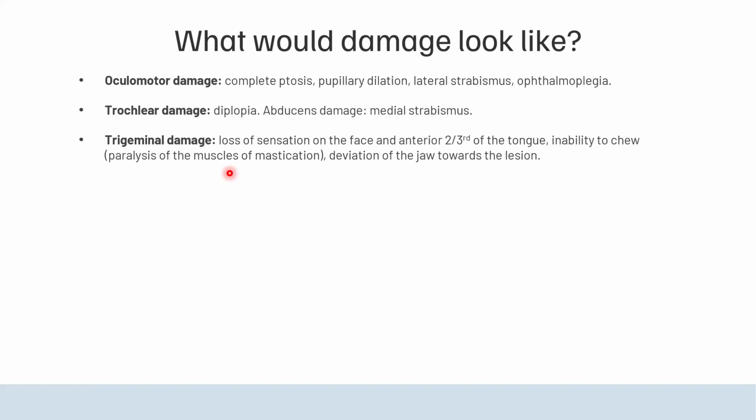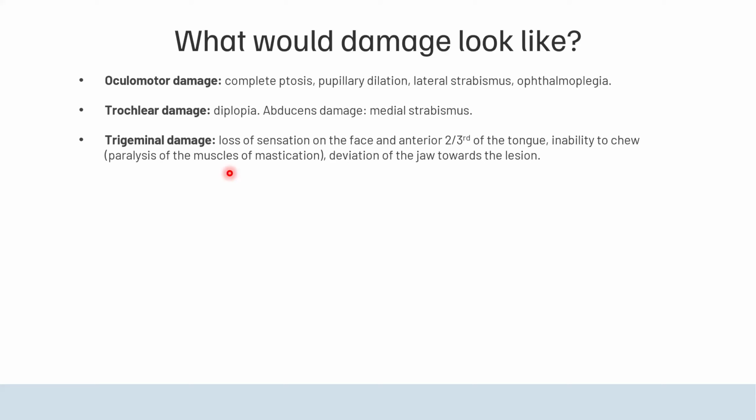And what this would lead to is that the jaw will begin to deviate towards the lesion. Why is that? Because the muscles are going to basically start to atrophy, right? With this paralysis, and they will pull the jaw towards the side of the lesion. So if you were to tell your patient to slightly open their jaw and it deviates, that is very characteristic of a trigeminal sort of lesion. Next up, we have our facial nerve. What was the facial nerve responsible for? It was responsible for all of the motor supply to the facial expression, right?